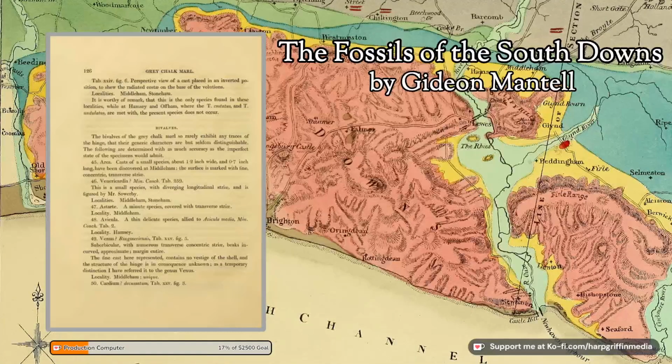46. Venericardia. Mineral Conchology, Tablet 259. This is a small species with diverging longitudinal striae, and is figured by Mr. Sowerby. Localities: Middleham, Stoneham. 47. Astarte. A minute species covered with transverse striae. Locality: Middleham. 48. Avicula. A thin, delicate species allied to Avicula media. Mineral Conchology, Tablet 2. Locality: Hamsey.